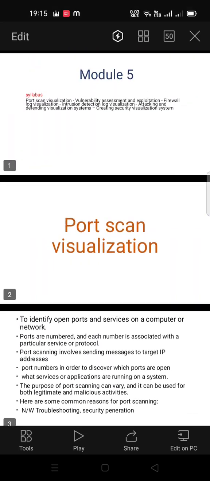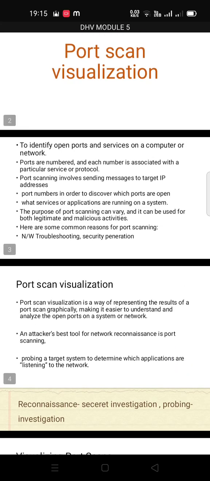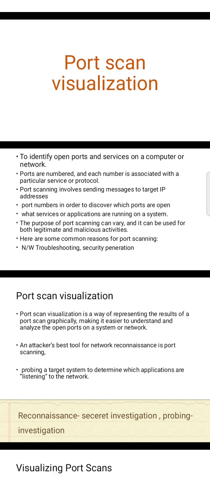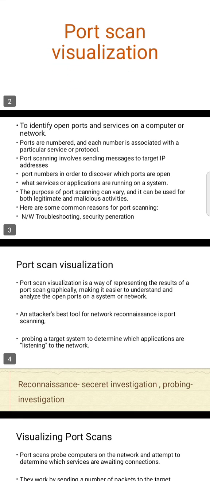Today the topic that we discussed is port scan visualization. Once more, I will give an overview of port scan visualization. Mainly it can be used to identify the open ports and services on a computer or network. Each port of a network is numbered, and is also associated with a particular service or protocol. Port scan visualization is a way of representing the results of a port scan graphically. Why are we representing it graphically? Because it is very easy to understand, and we can also analyze the open ports in a system or network. These are the main purposes of port scan visualization.